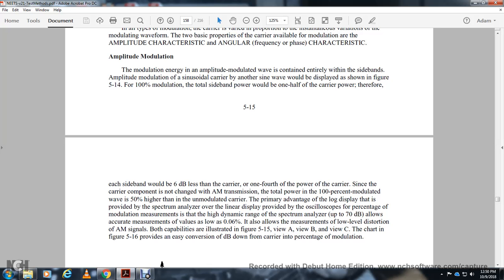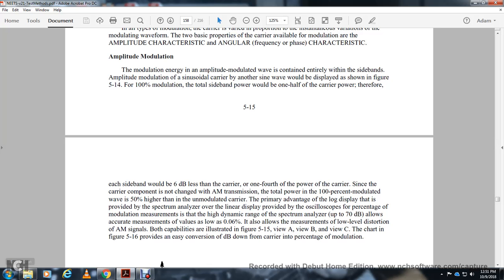The primary advantage of the log display provided with the spectrum analyzer over the linear display provided with the oscillator for percent of modulation measurement is the high dynamic range of the spectrum analyzer, up to 70 decibels. This allows accurate measurement of values down to 6 hundredths of a percent, and allows the measurement of low distortion of the amplitude modulation signal, with both capabilities illustrated in figure 5-15, views A, B, and C.